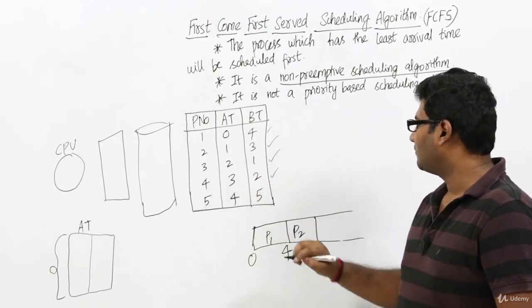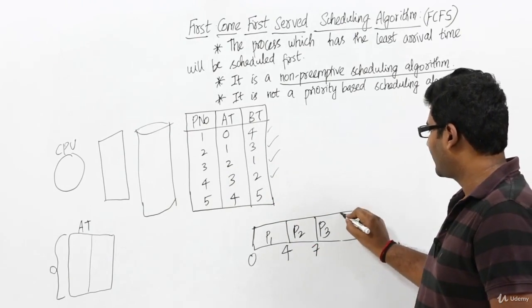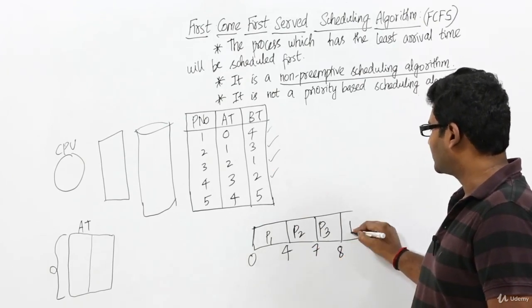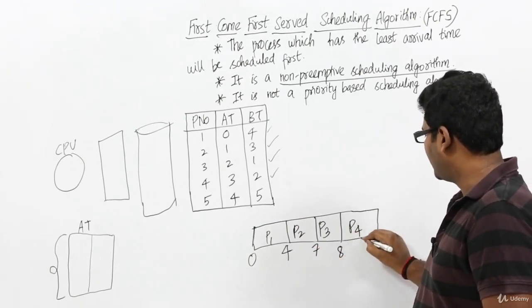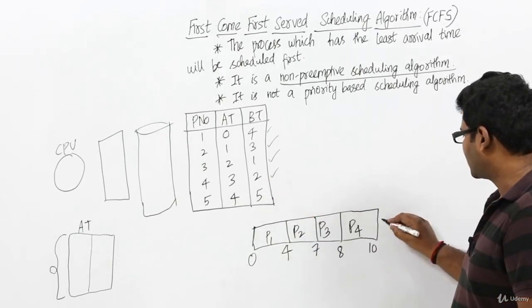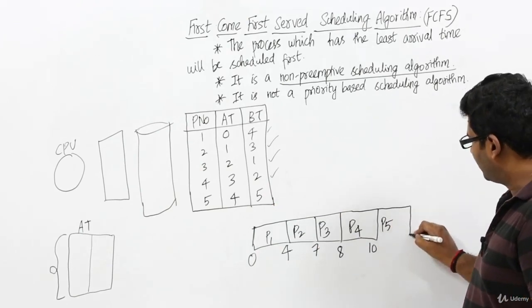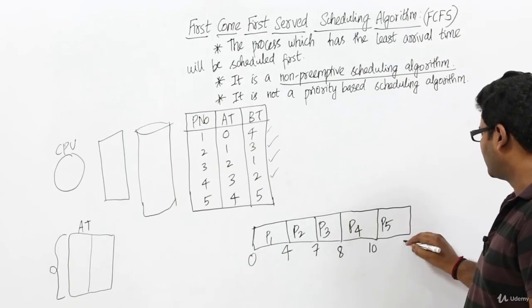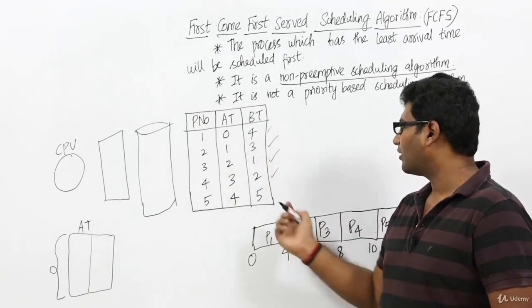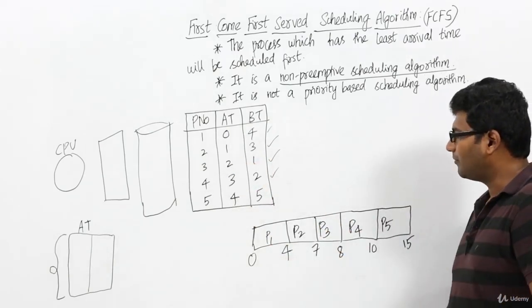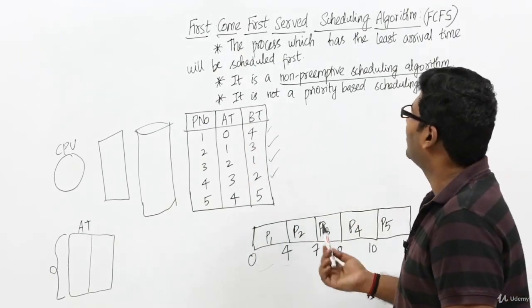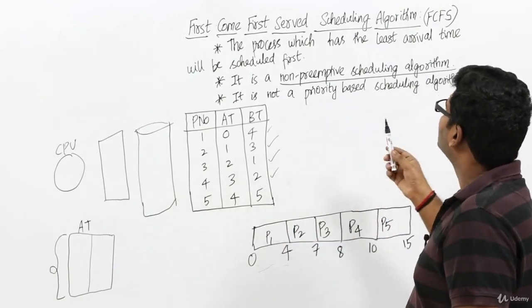Then P3 has come, so P3 will be scheduled next and it will execute till 8. Then P4 will be scheduled next and will execute till 10. Then P5 will execute till 15. It is a very simple algorithm, nothing actually to explain. Depending on the arrival time, you keep on scheduling the processes. Since it is non-preemptive, you execute the complete process in one go without preempting. That is the only point we need to notice in first come first served scheduling.